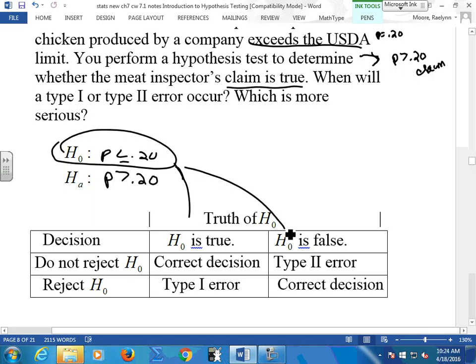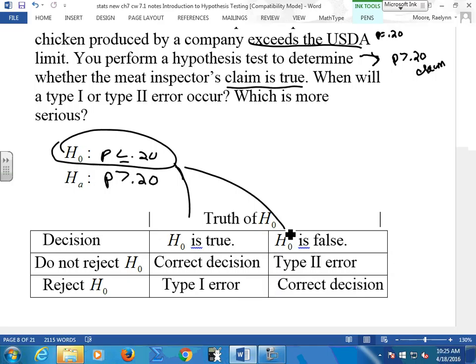I test this, and I find that this is true. It is actually less than or equal to 20%. The meat inspector is good right now. The place that's doing the chicken is good right now. So I did not reject the HO. I left it as that was good. I made a good decision. This was true, but I rejected this. It really was. He really had it less than 20%, but I rejected it. I really said he had it greater than 20%. What happens? What does that error cause?